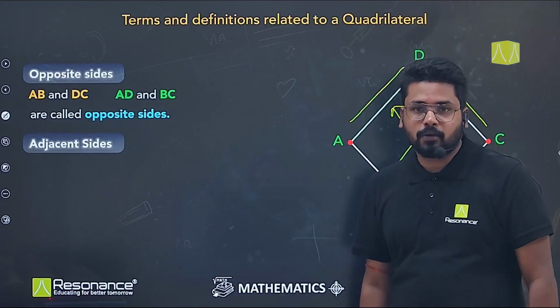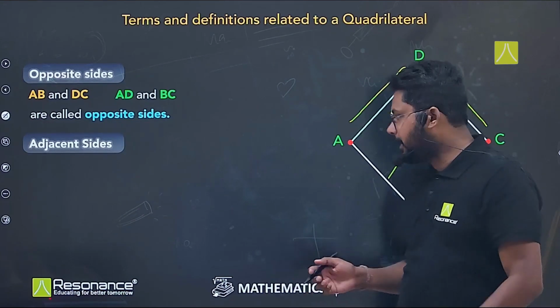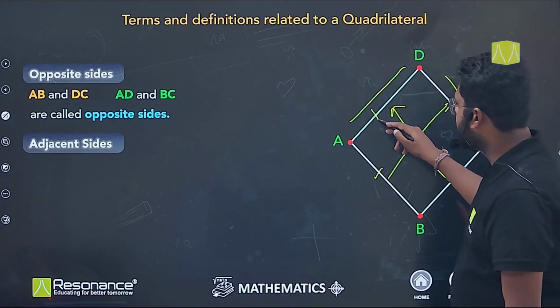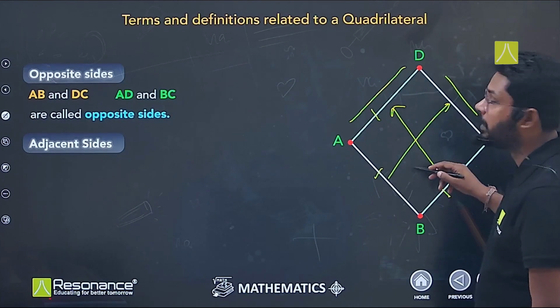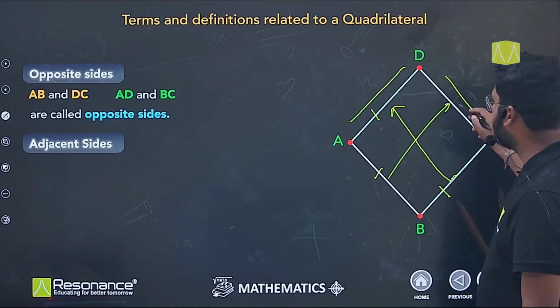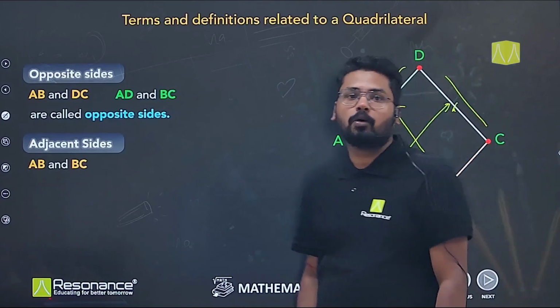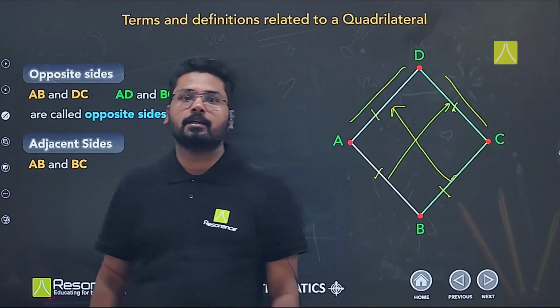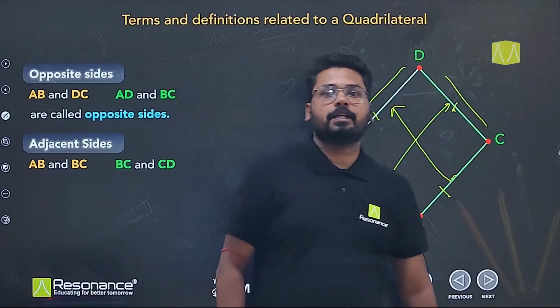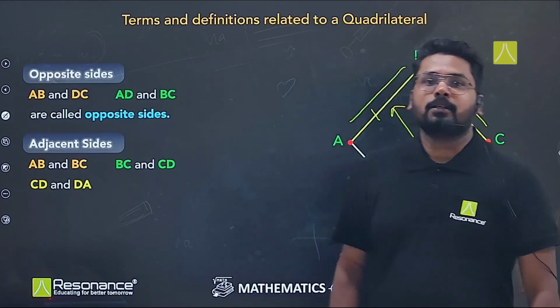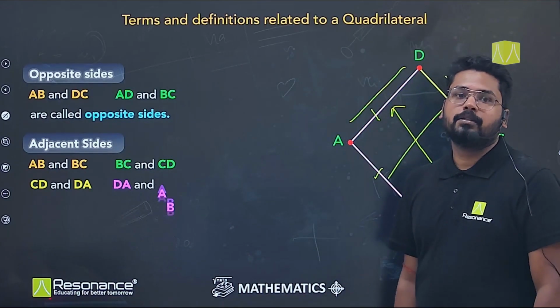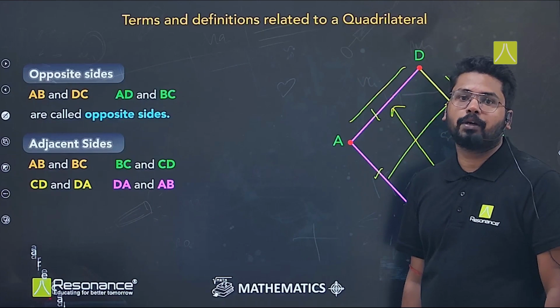What are adjacent sides now? Those which are to the left and right. For AB it's AD or BC. Similarly for BC it's CD, and for CD it's AD. So these are all adjacent: AB and BC, BC and CD, CD and AD, and AD and AB. These are all adjacent sides for a quadrilateral.